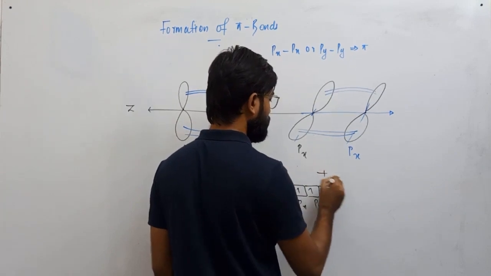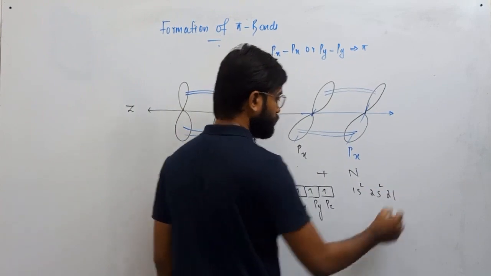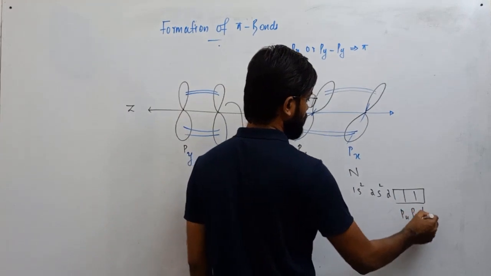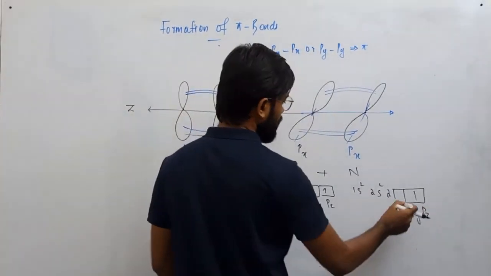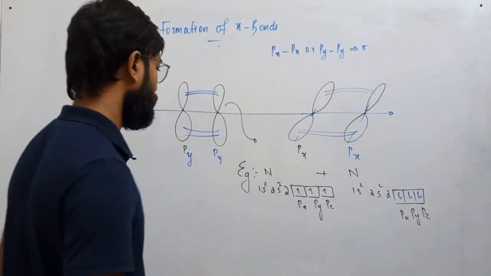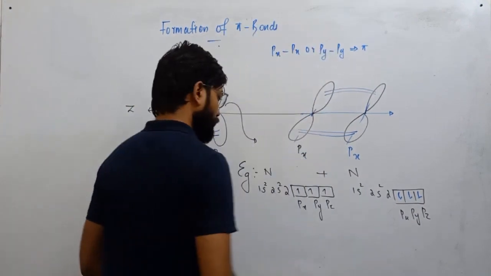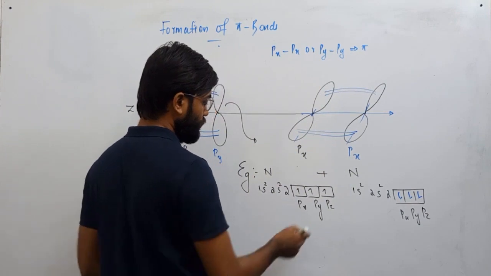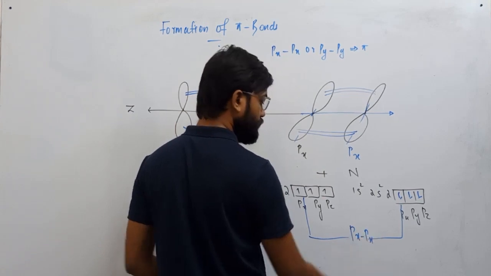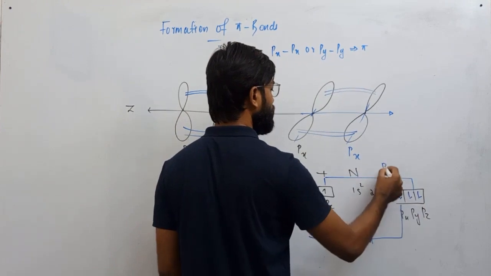And what about the next nitrogen? The second nitrogen is also 1s2, 2s2, 2px, 2py, 2pz, and they all are in this pattern. When they combine, what happens? There is a chance for px overlapping like this. Before that, the first chance is between these two pz.